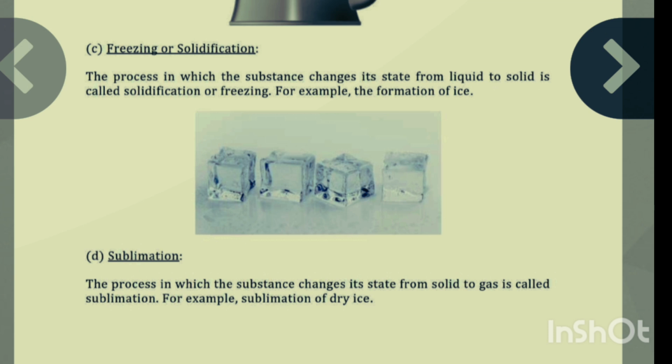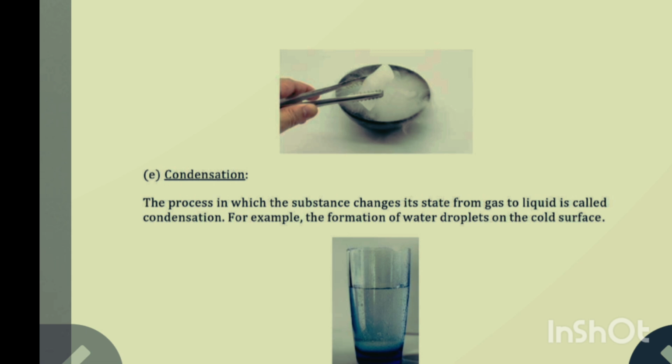Sublimation. Sublimation is a process in which a substance changes its state from solid directly to gas. Directly from solid it changes to gas, which is called sublimation. Example: sublimation of dry ice, or we can take camphor. The camphor used in pujas, when we light it, changes directly from the solid state to the vapor or gaseous state. Without passing through the liquid, going directly from solid to gas is called what? Sublimation.